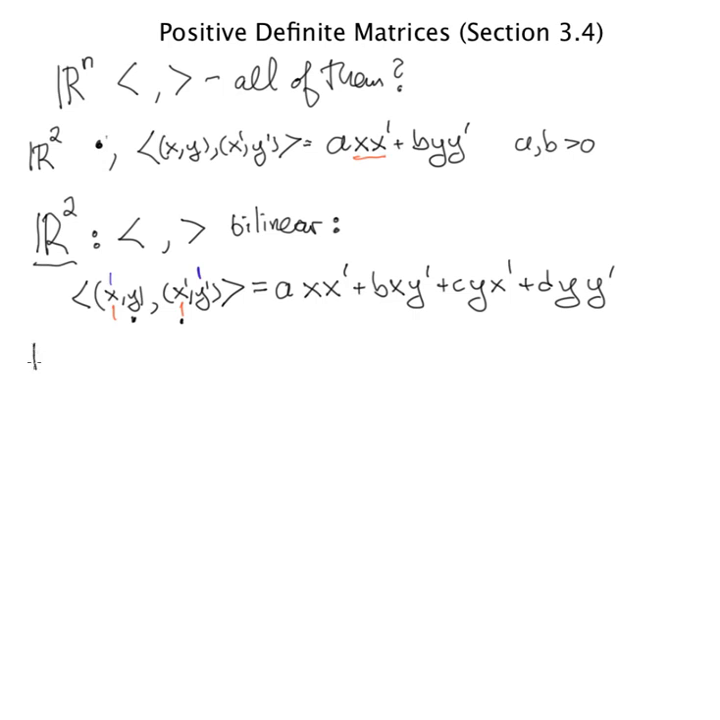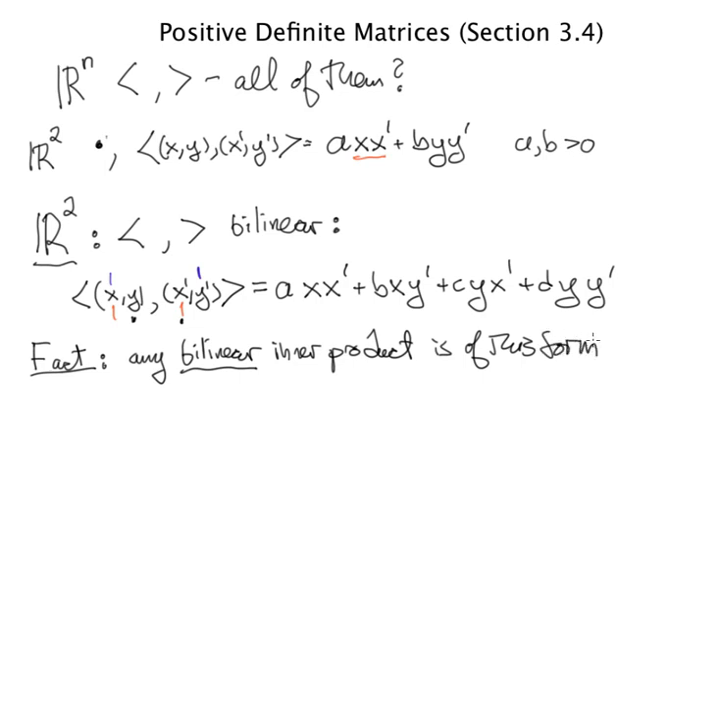And it's a basic fact that any bilinear inner product is of this form. So, for example, you're never allowed to have something involving an x squared or any other kind of function of x. These are the only formulas which are allowed, and maybe you should pause the video for a moment and think about that. Why is that true? It's not hard to see. So let's go on. And so that's the bilinear condition.